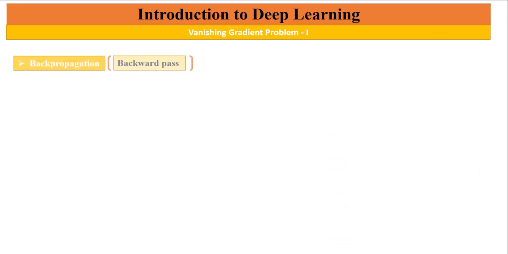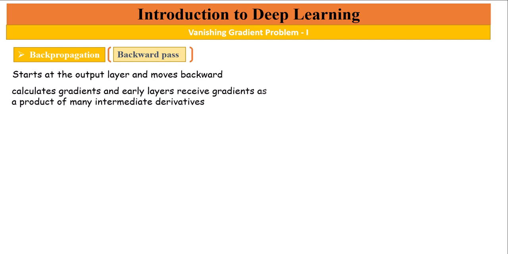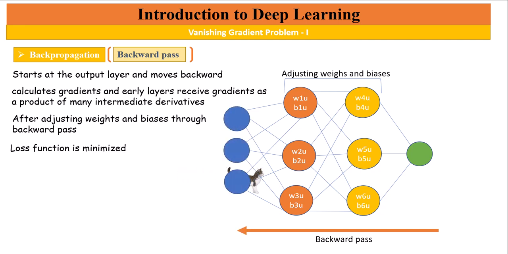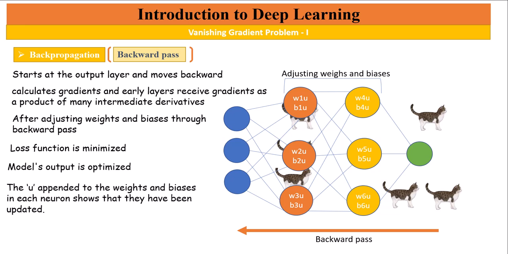The backward pass starts at the output layer and moves backward, applies the chain rule to calculate gradients efficiently, and early layers receive gradients as a product of many intermediate derivatives. The objective is to minimize the loss function. As shown in this animation, after adjusting weights and biases, the loss function is minimized, and the model's output is optimized. As you can see here, the model is now performing at its best, making no mistakes, unlike the errors observed during the forward pass in the previous slide. The U appended to the weights and biases in each neuron shows that they have been updated.